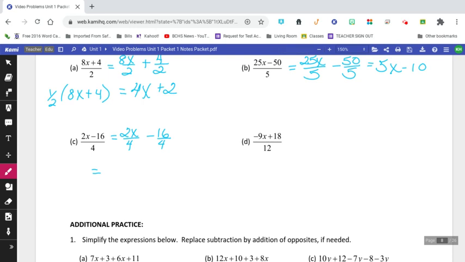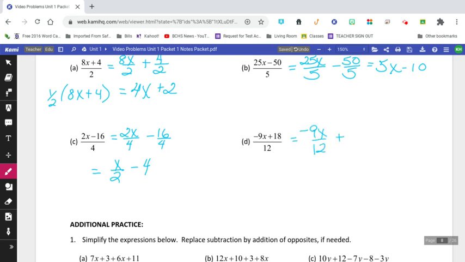Now, 2 over 4 should be a pretty straightforward one. That's 1/2. I have a couple ways that I can write that. I can write 1/2 x like that. Or I could write 1x over 2. But whenever your coefficient is 1, we typically don't write it. So I would probably just write x over 2. And then 16 divided by 4 is 4. Okay.